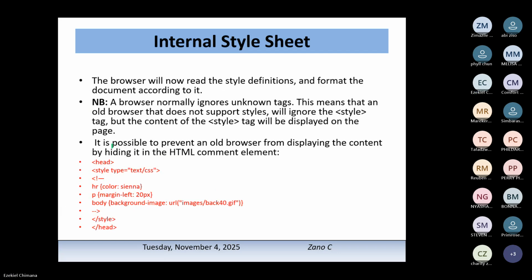So what happens is that the browser will now read the style definitions and format the document according to it. Normally a browser ignores unknown text. So if you put an unknown tag there, the browser will ignore it. Also, if you fail to put some value, it will end up ignoring that line. So when you are coding CSS, you really need to check that your syntax is correct.